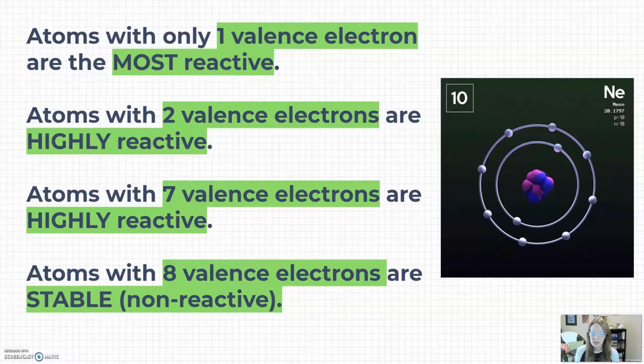Now, notice that in this list we did not reference atoms with valence electrons of 3 through 6. If it has a valence number of 3 through 6, that means it's going to be mostly stable. It's not always going to be stable. It can still react and bond with a lot of other elements. It just may not happen as often as other atoms with other valence electron numbers.